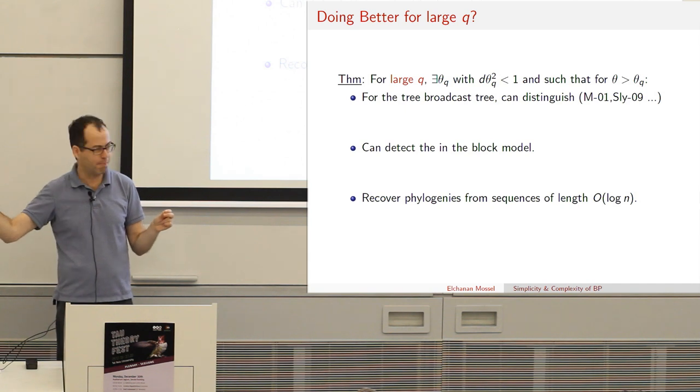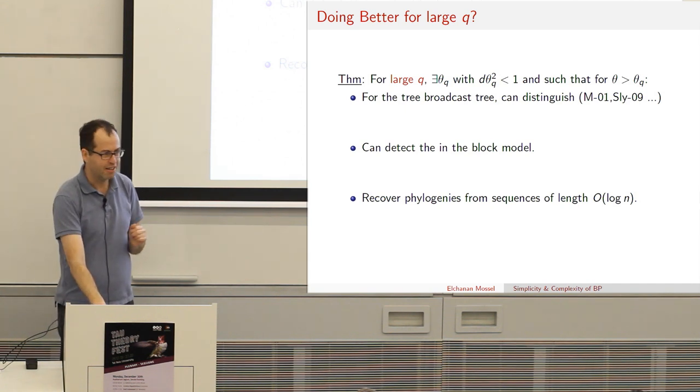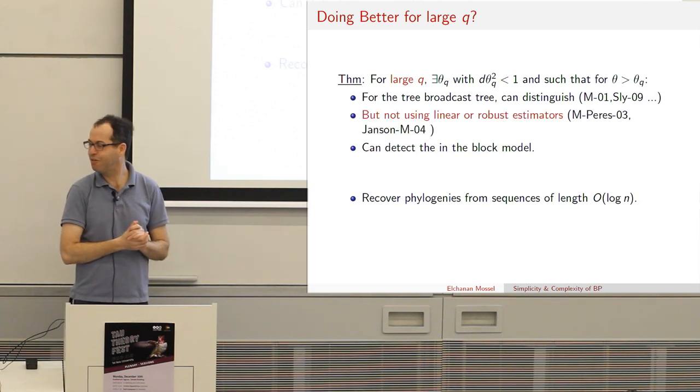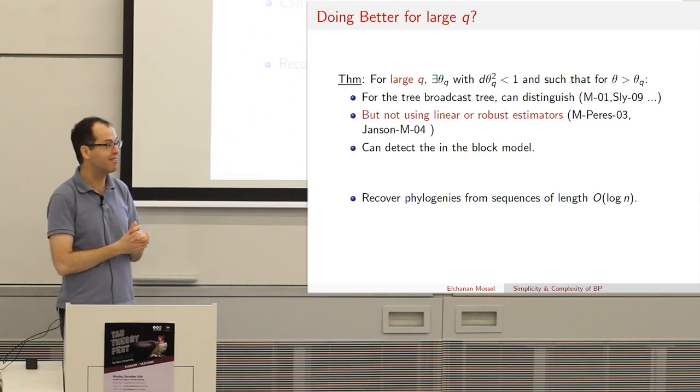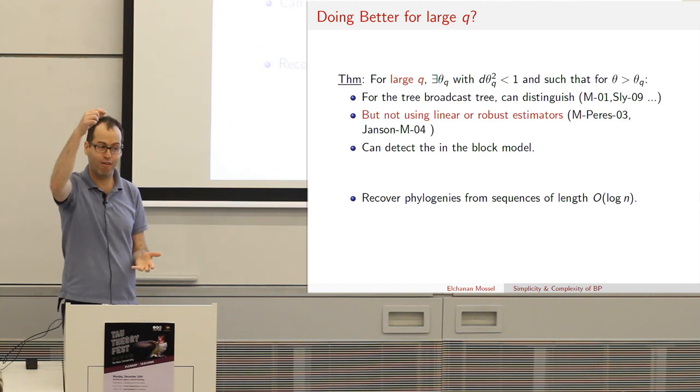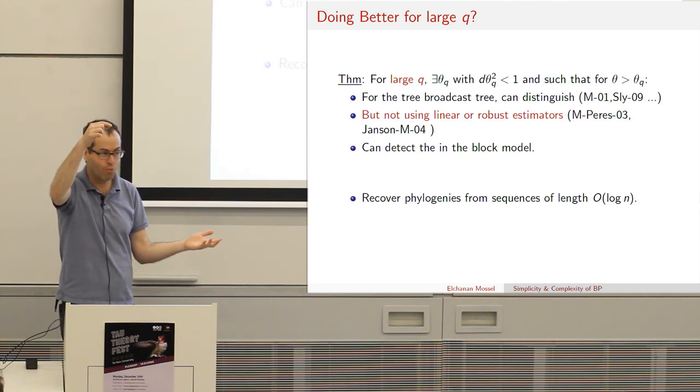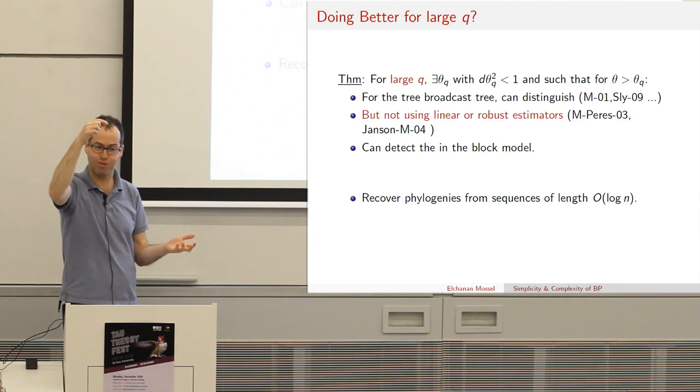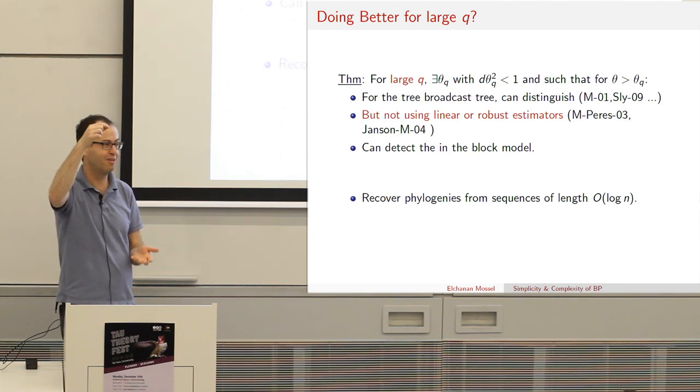And you see I kept a lot of space there. And the space is because something nonlinear is happening. But you cannot do it using a linear or robust estimator. So if you want to infer the color of the root, just counting won't help you. You know, this works for d theta squared equal to 1. You cannot go below that.